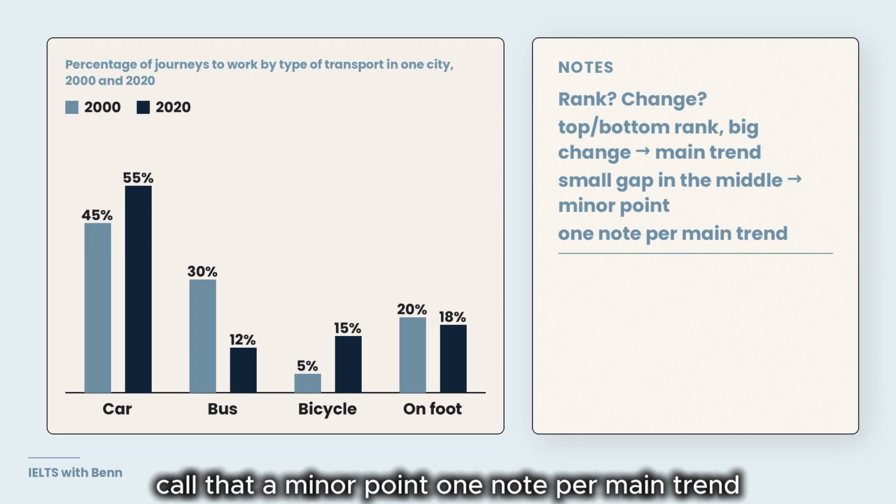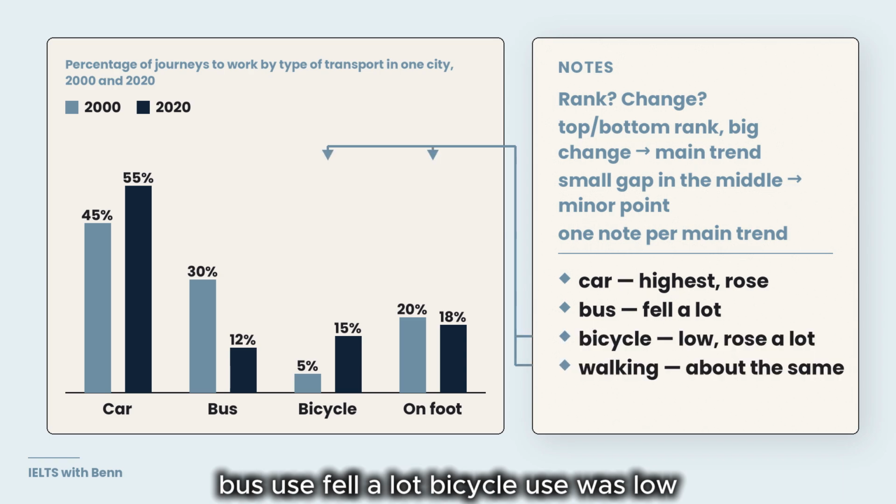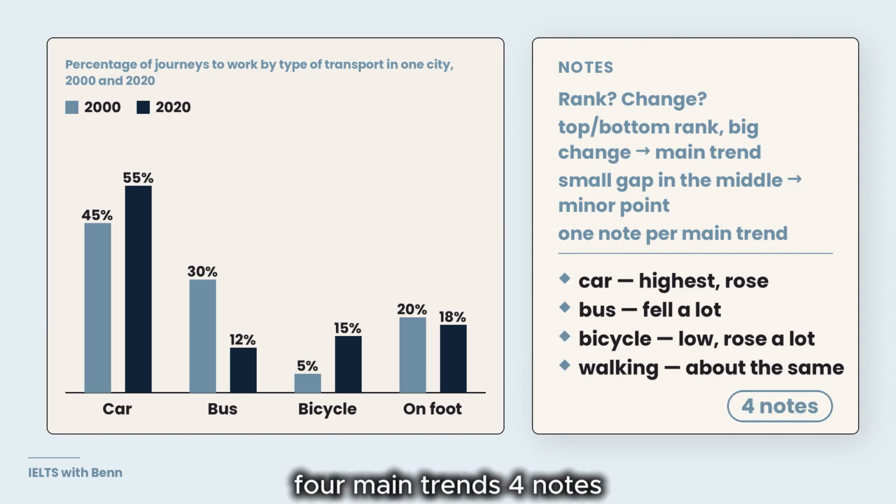One note per main trend. Car use was highest. It rose. Bus use fell a lot. Bicycle use was low. It rose a lot. Walking changed very little. 4 main trends, 4 notes.